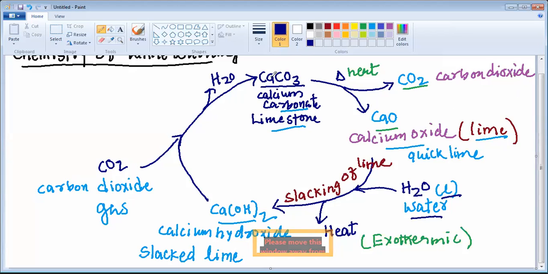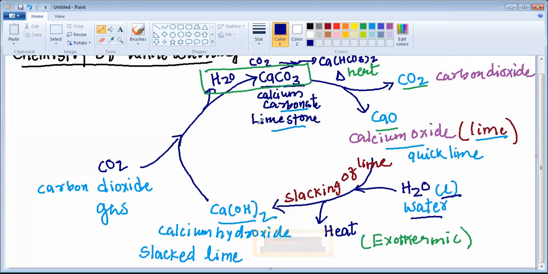Now, my dear students, if we pass some extra carbon dioxide gas to this calcium carbonate and water, we finally get Ca(HCO3)2, which is known as calcium hydrogen carbonate.